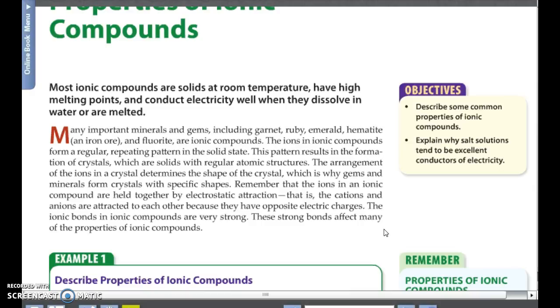The ions in ionic compounds form a regular, repeating pattern in a solid state. This pattern results in the formation of crystals, which are solids with regular atomic structures. The arrangement of the ions in a crystal determines the shape of the crystal, which is why gems and minerals form crystals with specific shapes.